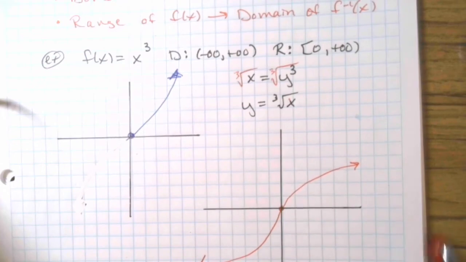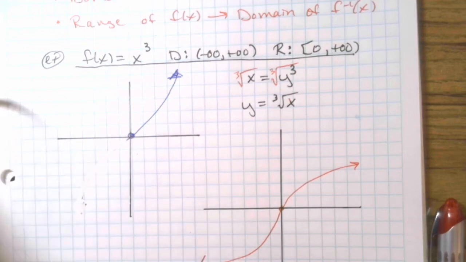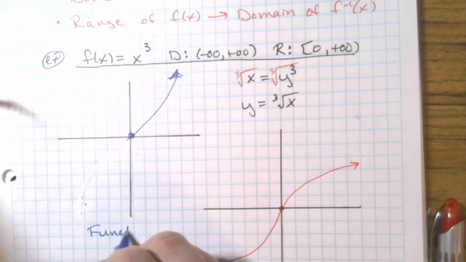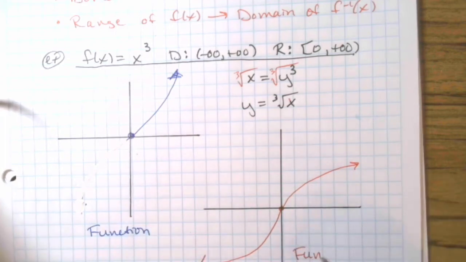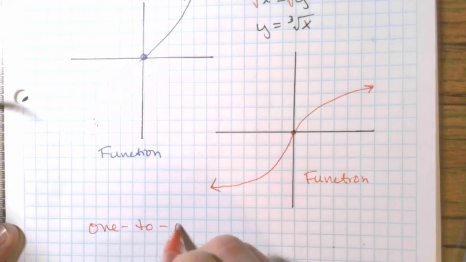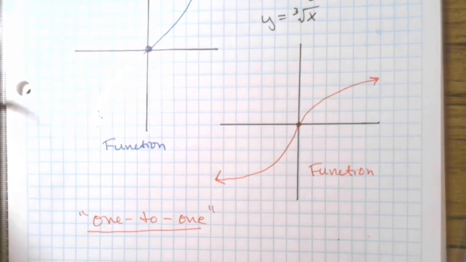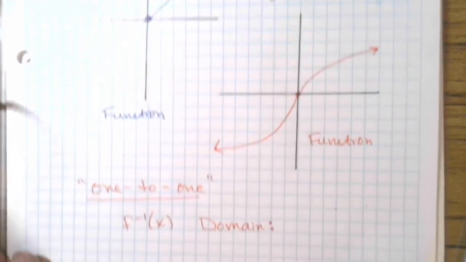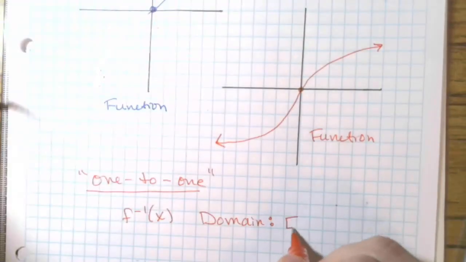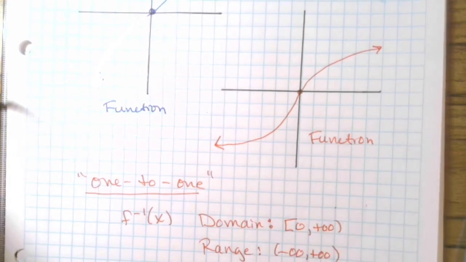So we know that these are one-to-one, because as you can see, they both are functions. They both pass the vertical line test. The original is a function, and the new one is also a function. By knowing that they are both functions, you can say that they are one-to-one, and that tells you the domain and the range of the new function without you having to even calculate it. So for the inverse, the domain is going to be the range of the old one. The range of the old one was 0 to positive infinity, so the domain of the inverse is 0 to positive infinity. The range of the inverse is the domain of the original, which is negative infinity to positive infinity.